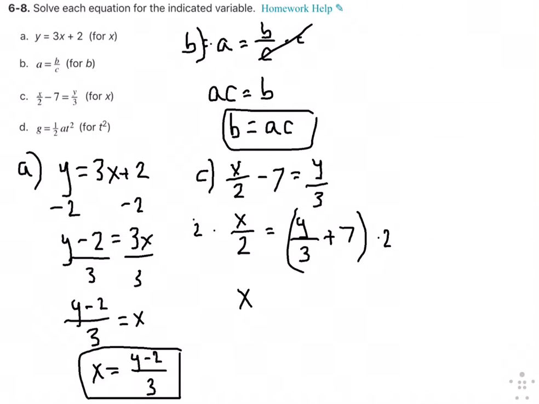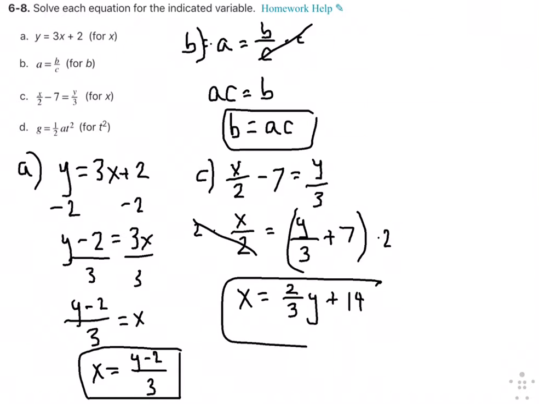So I get x, because these cancel, equals 2y over 3, or 2/3 y, either way, plus 14. 7 times 2 is 14. And again, if you want to leave this term as 2y over 3, that's fine. It's just, they're equivalent.